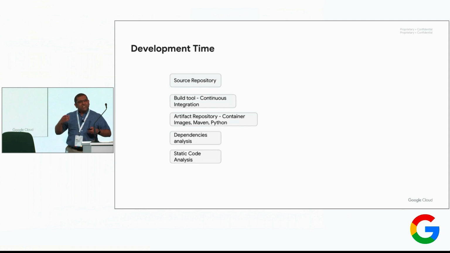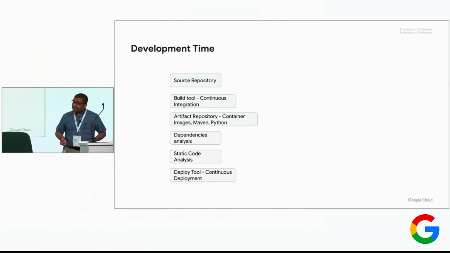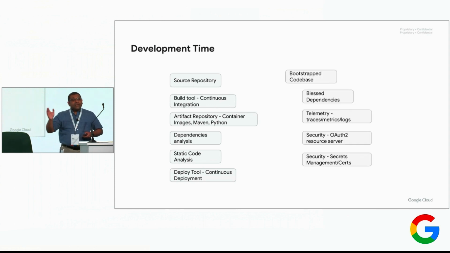You need to do some basic analysis of your code base. You need to do the dependency analysis. You need to do some level of static code analysis. And finally, once you have the artifact, once you have analyzed everything, you need to deploy it using a deploy tool, right? A Spinnaker or a Jenkins that you can think of. There is more to it.